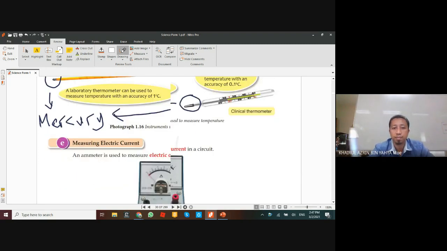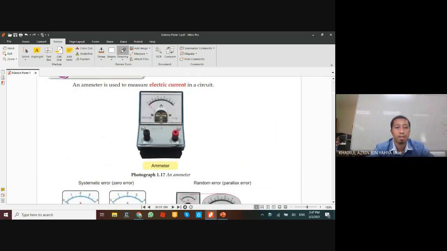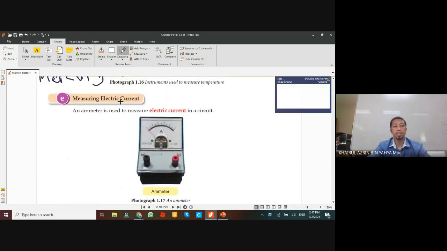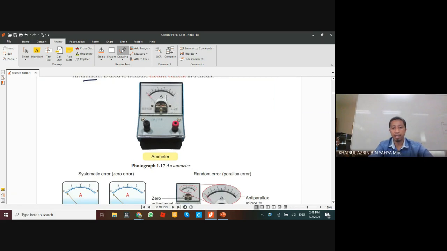Next, E, measuring electric current. So this is what we call an ammeter. Ammeter, this one, ammeter. It's used to measure electric current in a circuit. So we have A here, a symbol of A. Let me circle this one. A stands for ammeter. And we have also V for voltmeter. And then we have also multimeter, a combination of A and V.